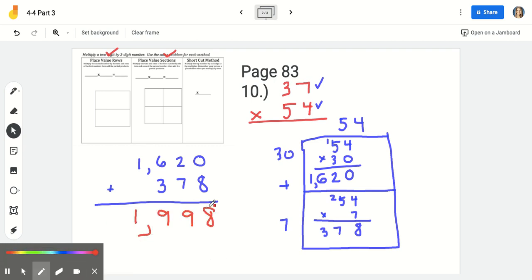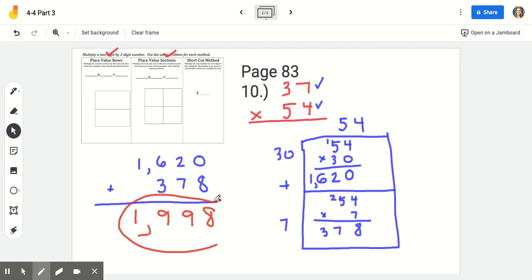Did you get 1,998? All right, great job. Make sure that answer is in your book. That was for number 10 on page 83. Is there a comma in between your thousands and your hundred spot, just like mine is? Awesome job. Let's keep going with moving on to number 11.